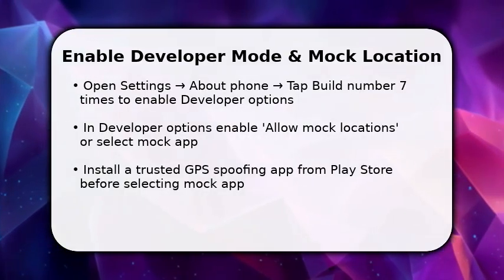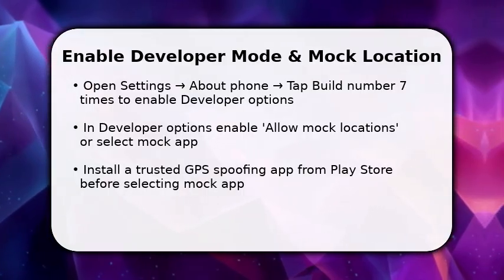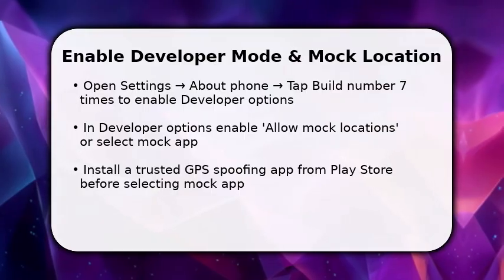You start by enabling developer options because Android restricts mock location access. This is the gate. Once done, open developer options and enable the mock location setting or choose a mock app.